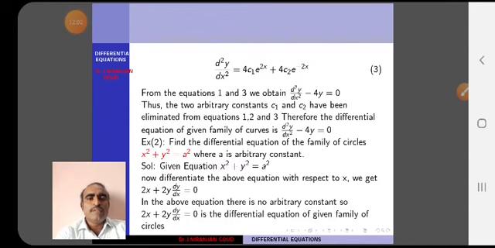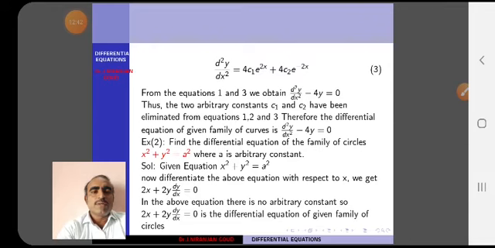So see example 2. Find the differential equation of the family of circles x² + y² = a², where a is an arbitrary constant. Here in this equation we have only one arbitrary constant, so we are allowed to differentiate one time. You will get one differential equation and the given equation. From these two, eliminate the arbitrary constants, and you can get a differential equation.